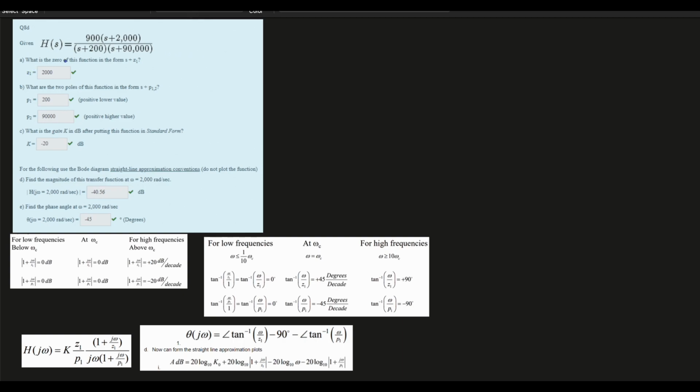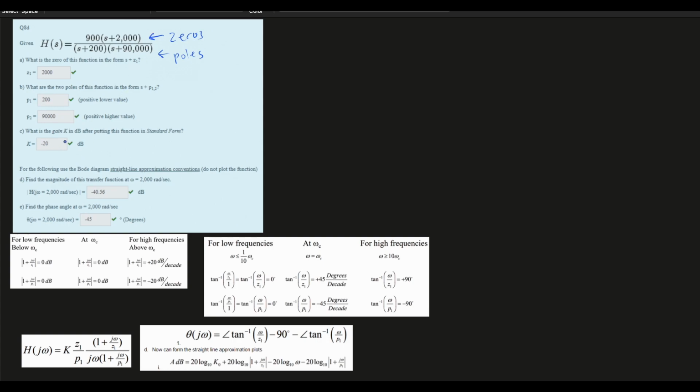First, we're asked what is the zero of this function in the form s equals z1? Well, we know that if we were given an equation where we have this H of s, the numerator holds our zeros, and the denominator holds our poles. So our zero is going to be the 2000 because it's the only thing in here. And then our poles are going to be P1 and P2, with the lower value obviously being the 200 because it's the lower of the two, and the 90,000 being the higher value of the two.